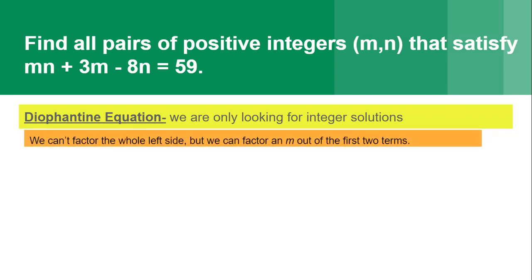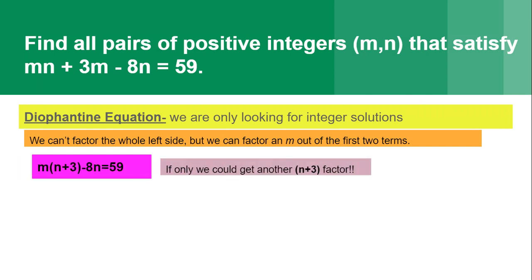You can see that we can't factor the whole left side, but you can factor an m out of the first two terms to get m times (n plus 3) minus 8n equals 59. We really wish that we could get another n plus 3 factor in order to factor the whole left side.